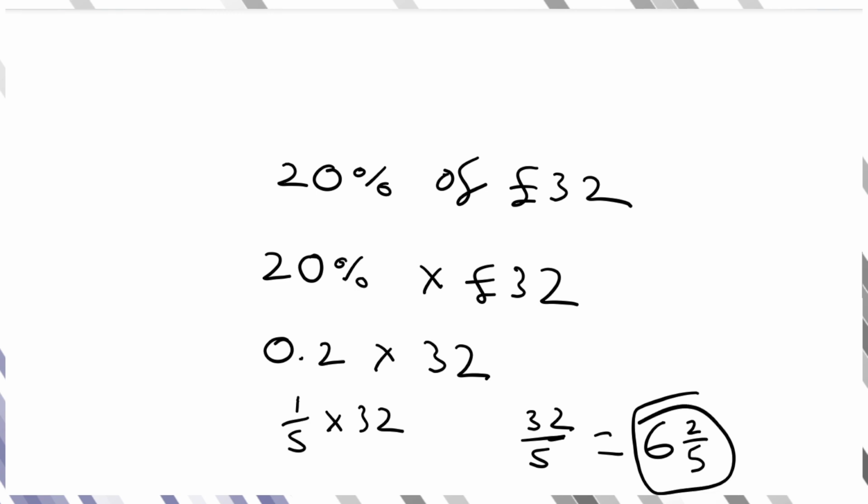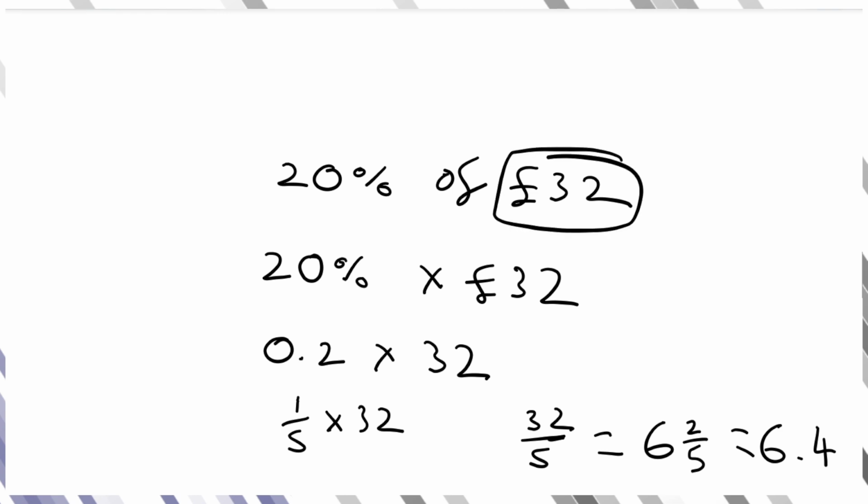That's a mixed number. If we want the exact amount, we could change 2/5 to a decimal. Remember, 1/5 was 0.2. So 2/5 is twice as many, which is going to be 0.4. So if we've got 6 and 2/5, that is 6.4. But we started off with £32. We just want to know what 20% of £32 is. Well, if we know that 20% of 32 is 6.4, then 20% of £32 is going to be £6.4.